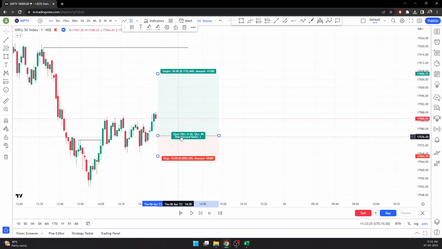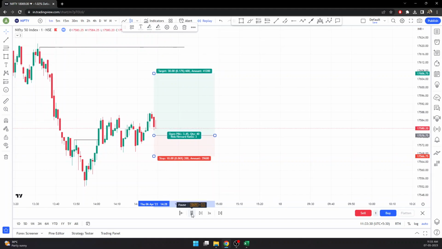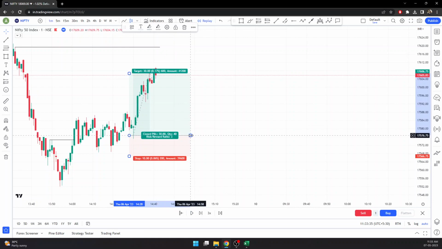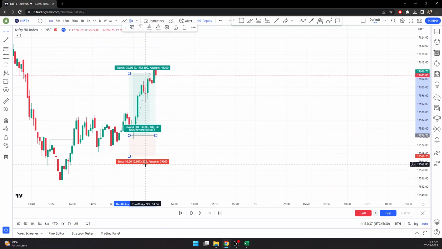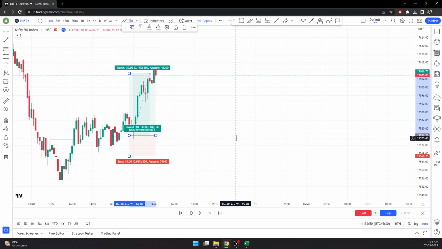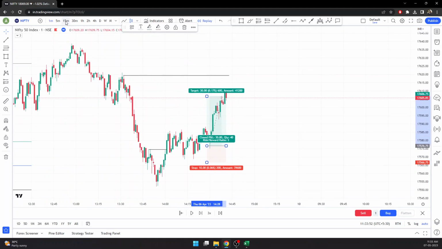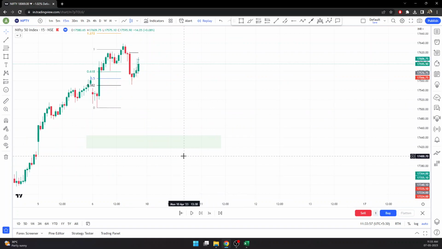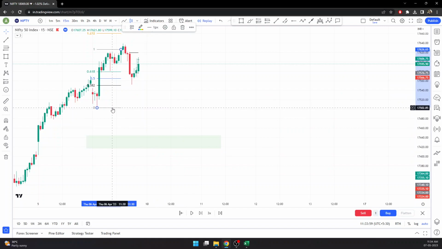We have a target of 1:3 and 10 points of SL. Let's see what happens. Yes, we took an entry, target hit. So on 6th of April we got our third trade with 1:3 risk reward, right? So let's move on to the 15 minutes time frame now and look for another dip.